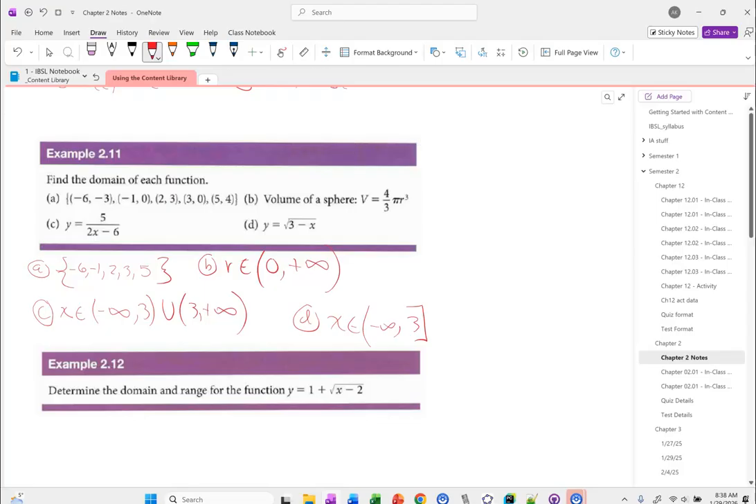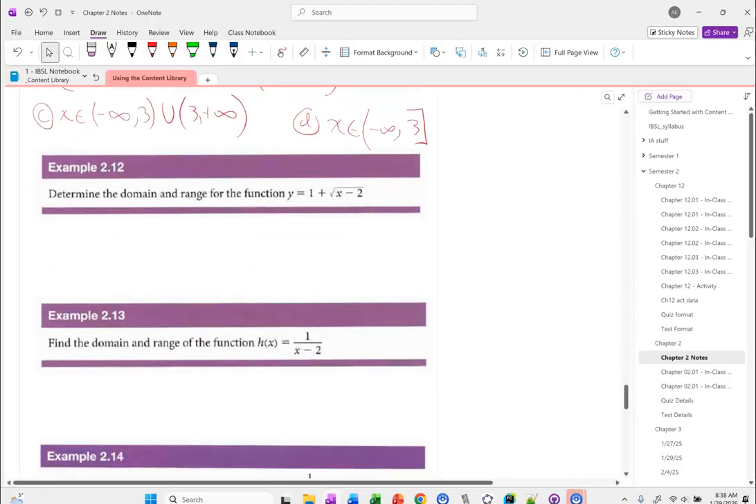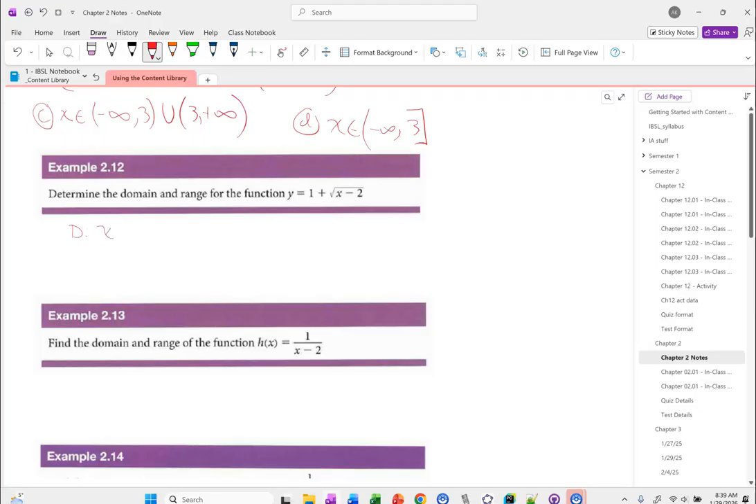You guys feel good on how we kind of work those out? Right. Domain and range here for this one. Infinite set for each. Hopefully that's clear. Everybody's okay with that? Okay.